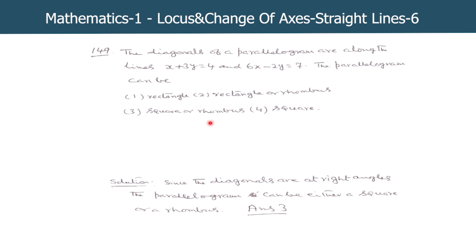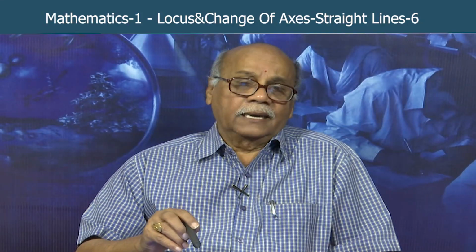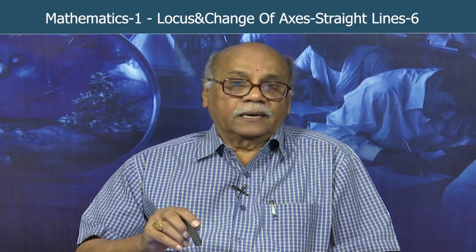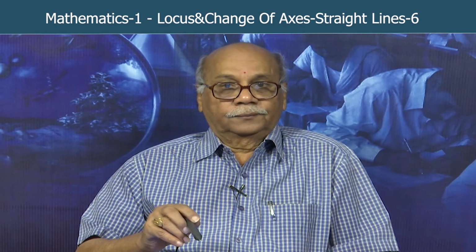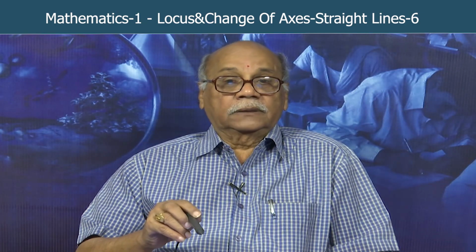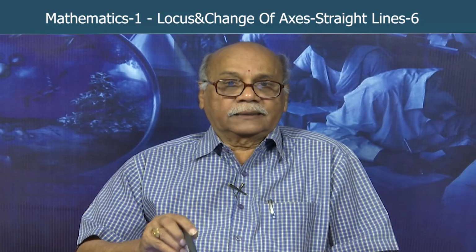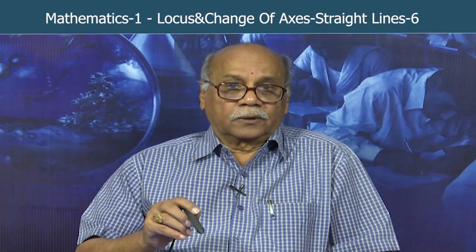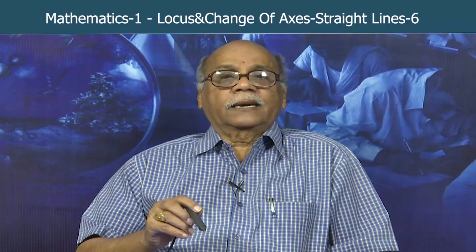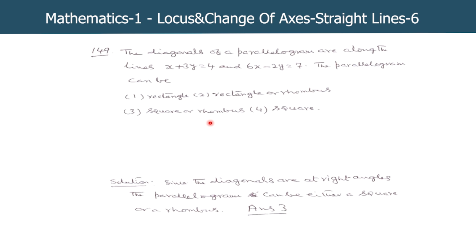But in general many books give the answer as rhombus. Of course, this was also asked in some JEE or some paper, but there they have given rhombus. But when diagonals are at right angles, then it can be a rhombus or a square. The only difference between a rhombus and a square, where diagonals are at right angles in both, is that in a square the adjacent sides are at right angles, and in a rhombus the adjacent sides are not at right angles. That is the only thing. Okay, the correct option is 3.